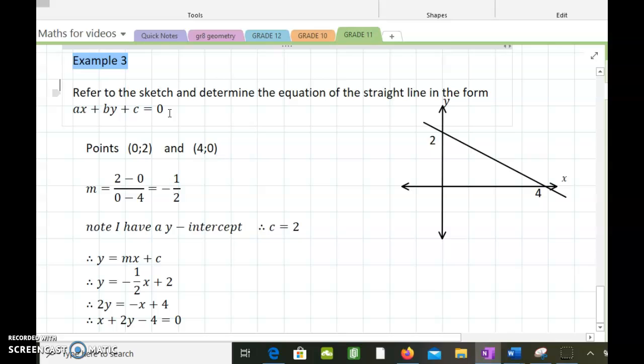So note, these questions, they can give you 2 points, then you need to find the gradient first. Or they give you information about the gradient and a point. Alternatively, they can give you the sketch, and you can determine the equation of the line. We've used the gradient point form, but all of these could have been worked out just using y equal to mx plus c, which you've done in the past.